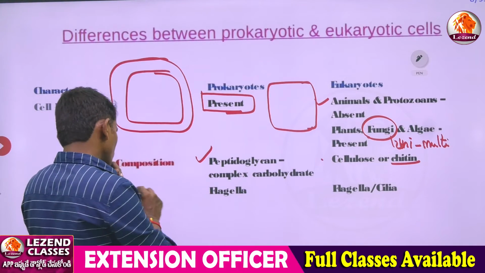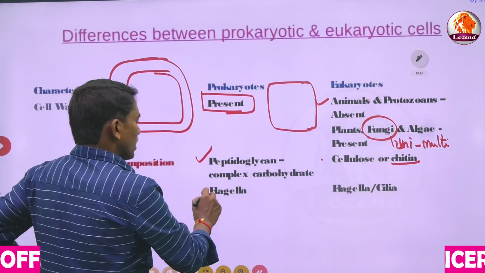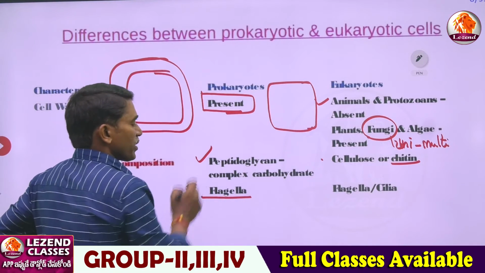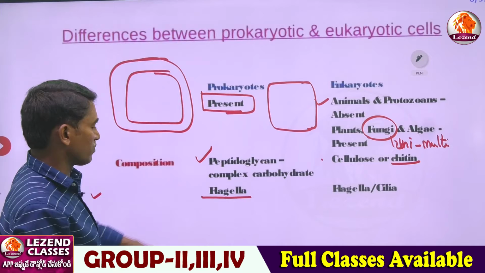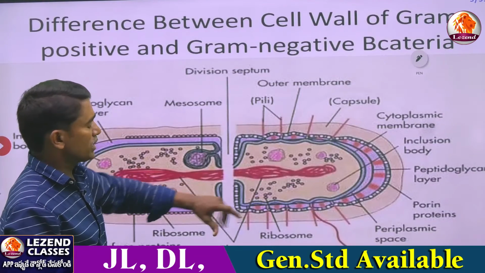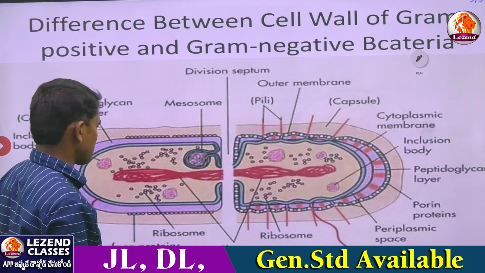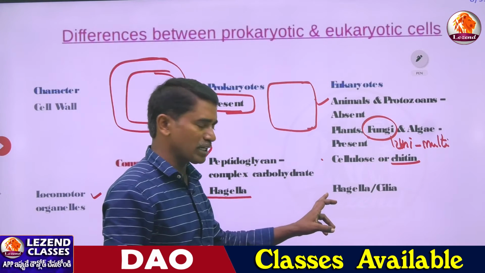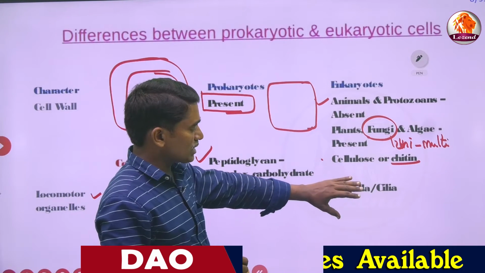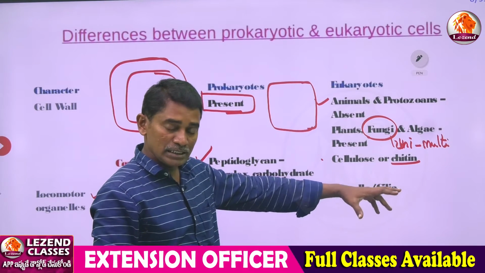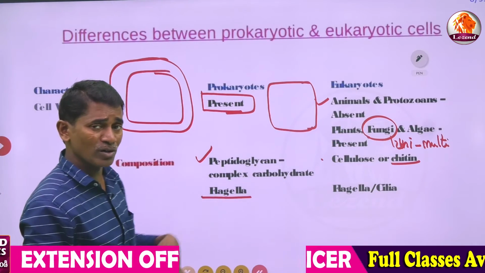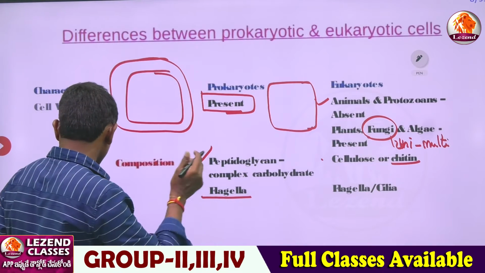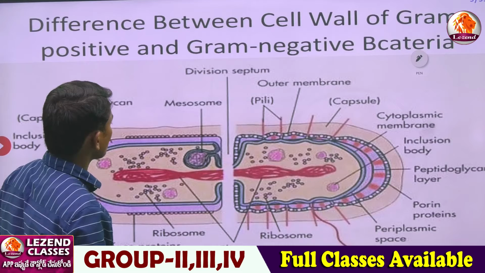Again, when it comes to locomotion, movement, flagella are present in prokaryotic organisms. In bacteria, flagella are the locomotory organs. In case of animal cells, especially lower organisms like protozoans, flagella is the locomotory organ, or cilia is also a locomotory organ in certain ciliates like protozoan organisms, right.